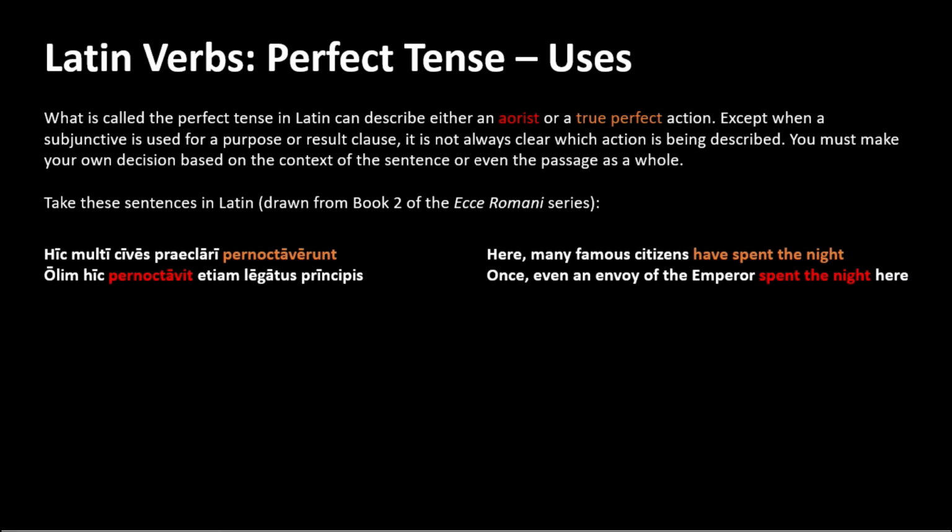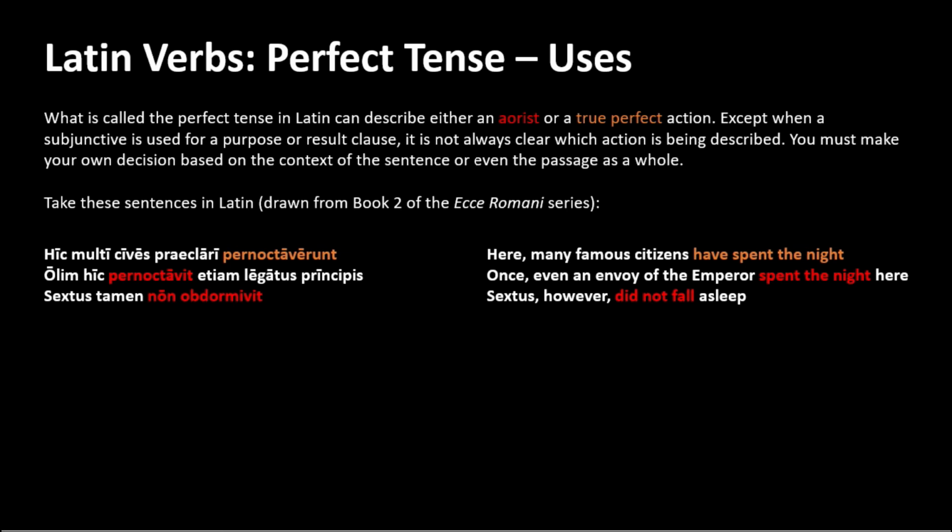Another sentence, this one indeed in Ecce Romani, following from the last. Olim hic pernoctavit etiam legatus principis. Once, even an envoy of the emperor spent the night here. This is, of course, not something which happens every day. The emperor's envoy may have stopped last month, last year, 5 years ago. Here the innkeeper is not describing an event necessarily very close to the present, but a single event at some point in the past. And so this is an aorist use of the perfect tense in Latin.